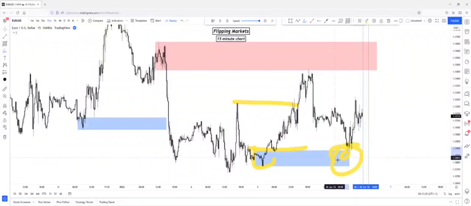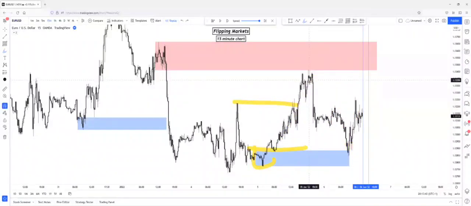If price reacts on this demand zone, which it actually did, as you can see, before this session started, then price will be bullish on the 4-hour chart, because price changed character on the 4-hour chart. If price changes character on the 15-minute chart, the 15-minute and the lower time frames will turn bullish too.